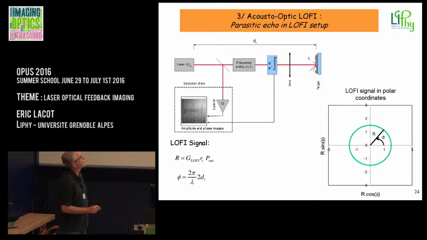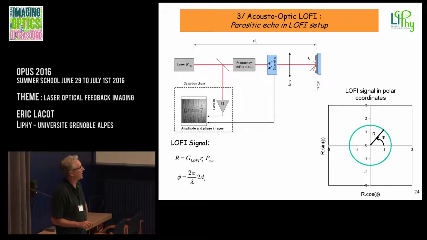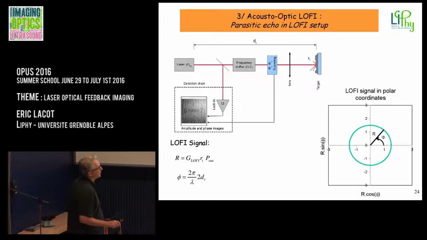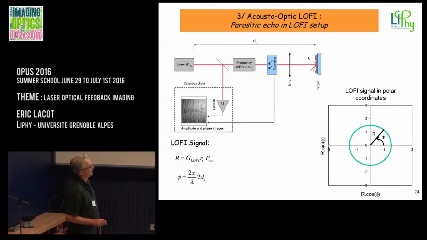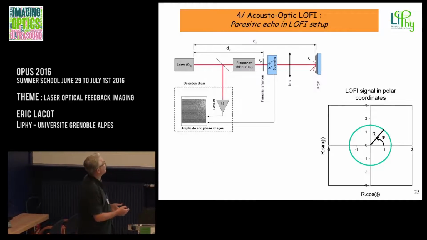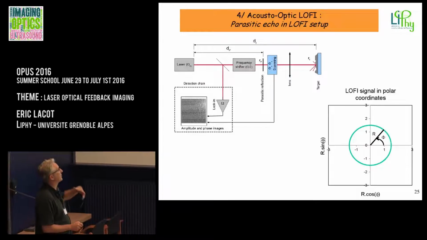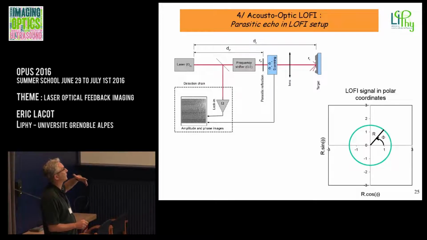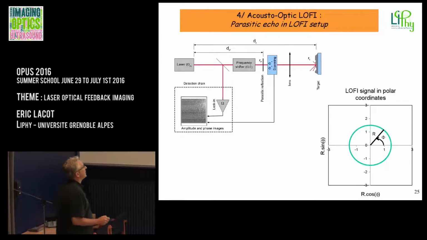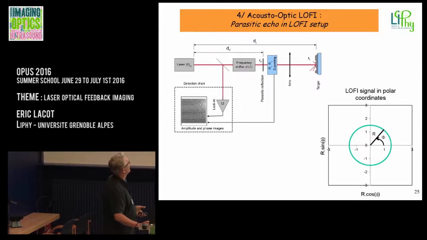And for a small displacement of the target, if we plot this signal in polar coordinates, we can see what we call the LOFI circle, with a radius which is proportional to the amount of feedback coming back inside the laser cavity. But now, what happens if there is a parasitic reflection in our setup, a parasitic reflection coming back from the lens, from the scanners, from the output face of the frequency shifter?